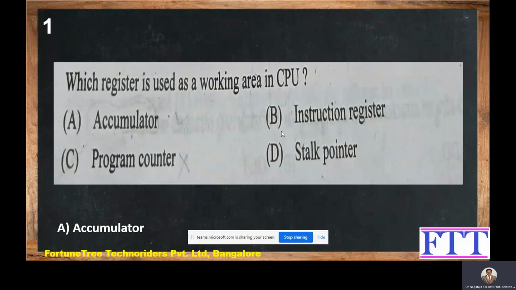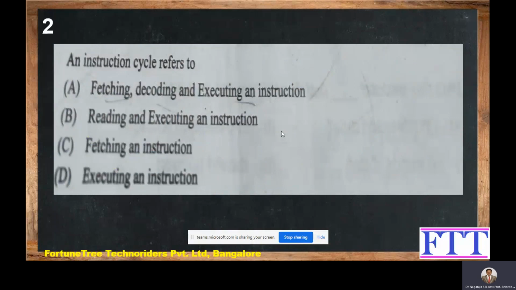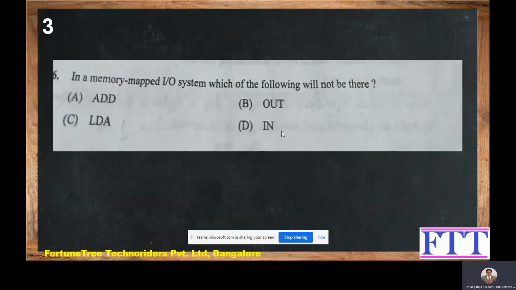So second question, an instruction cycle refers to option A, fetching, decoding, and executing an instruction. Option B, reading and executing an instruction. Option C, fetching an instruction. Option D, executing an instruction. So right answer is option A, fetching, decoding, and executing an instruction. So we move to the next question.